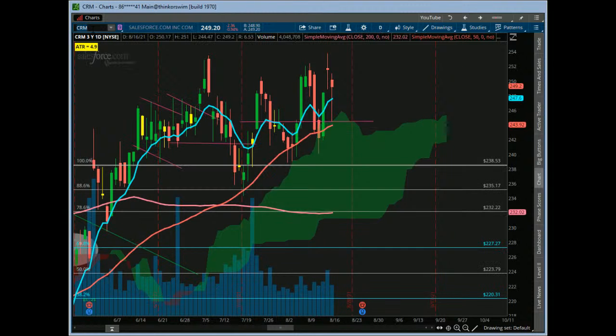And CRM. CRM with crazy dip buy today. Big bounce off our geometric line that we drew right here and off of the cloud. So let's see if it gets any follow through on this one, if it has any more strength off of that big dip buy.